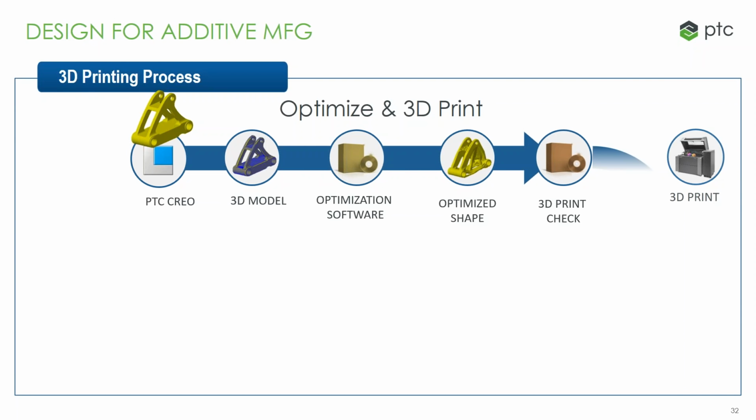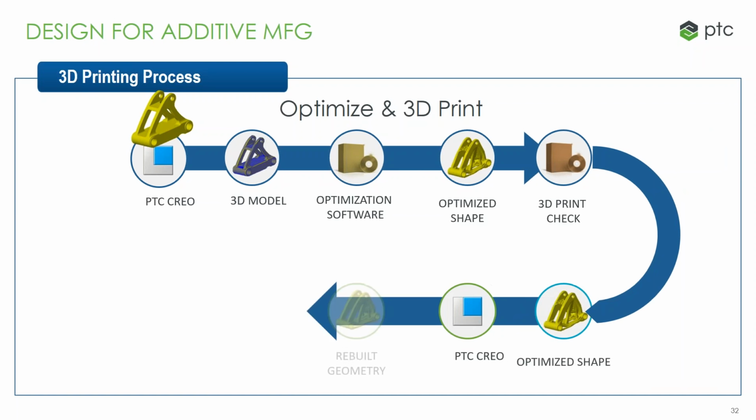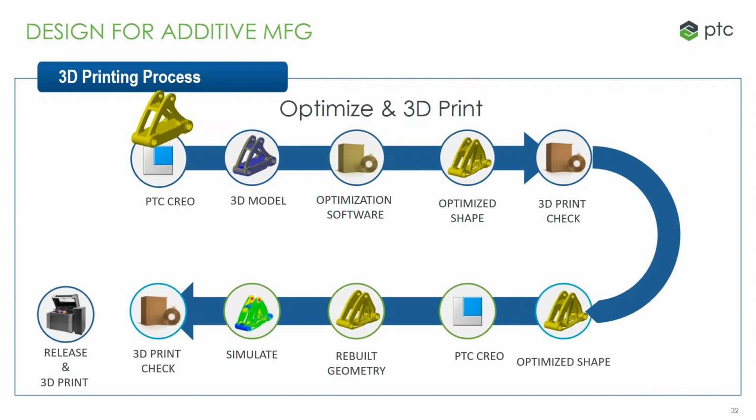So consequently, they go through a second iteration where they take the optimized design, bring it back into Creo, and completely rebuild the geometry to match the optimized shape. Once they've rebuilt that, they then run it through some simulation software to make sure that it still meets the design requirements. And only then do they run it through the print check software again.